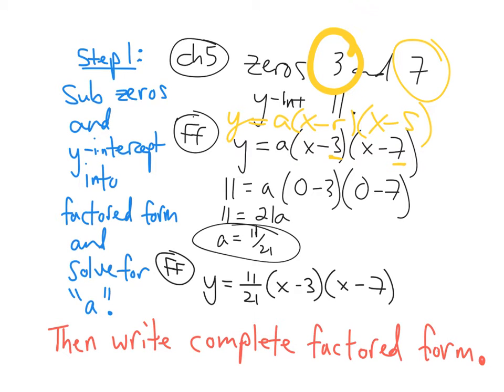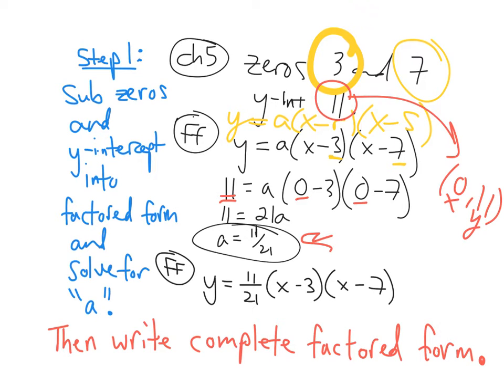And then we take the y-intercept of 11, and remember that as an ordered pair is (0, 11). The x value is 0, the y value is 11. So we sub in the x value of 0, then we sub in the y value of 11, and then we isolate a to be 11 over 21. Then we take our a value and our existing zeros of 3 and 7, and we write factored form. Okay, now let's move on to step 2.